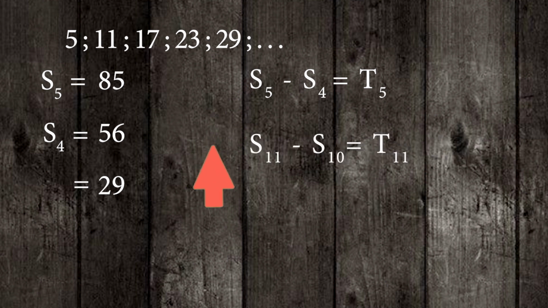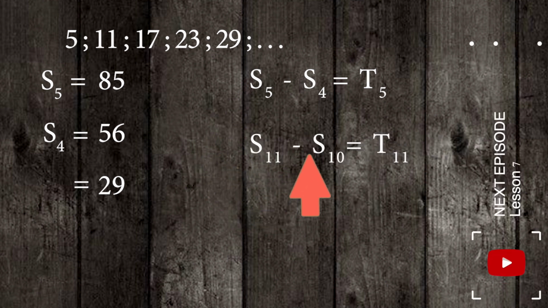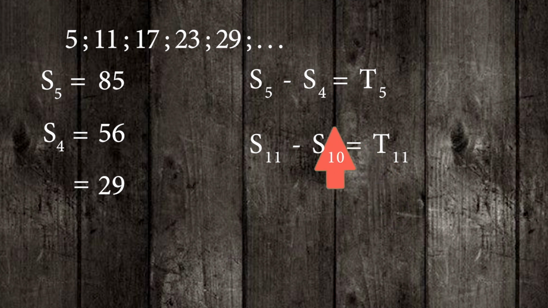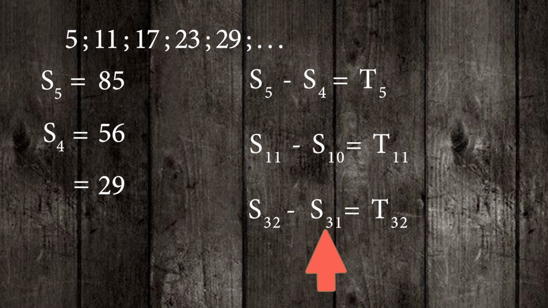So let's look at another example. The sum of the first 11 terms minus the sum of the first 10 terms gives us term 11's value. So let's look at one final example. What will we do to get term 32? Well, we will simply say the sum of the first 32 terms minus the sum of, yes, you got it, the sum of the first 31 terms is equal to term 32. And that is it. So let's go and look at an example.